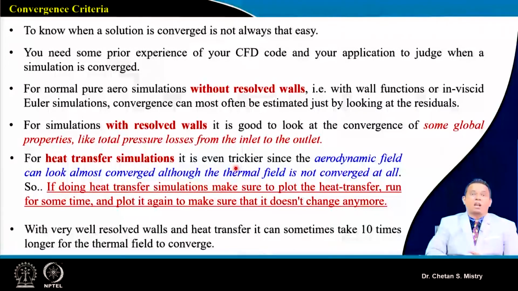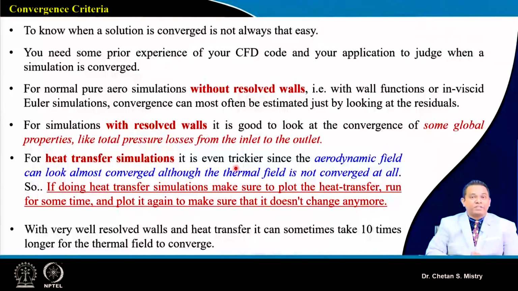So there are best practice guides available for that. People use the RMS value, root mean square value, as a residual in order to observe how my convergence is happening. They say 10 to the power minus 4, 10 to the power minus 5, 10 to the power minus 6 is the residual value. We can say that further change of that parameter will not be happening.